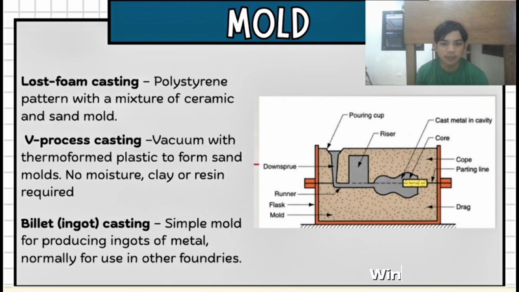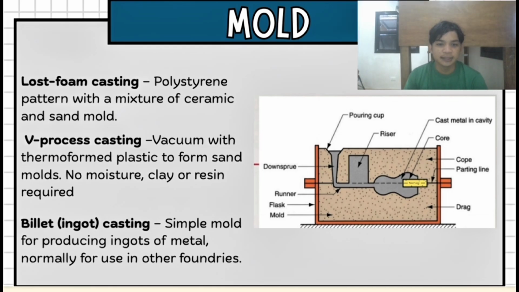Let's start with some specialized casting methods that rely on unique mold materials or techniques. Closed foam casting. This method uses a polystyrene pattern, essentially a foam model of the final part, which is then surrounded by a mixture of ceramic and sand. When the molten metal is poured in, the heat vaporizes the foam, allowing the metal to fill the space the pattern occupied. It's a clean, single-use process.